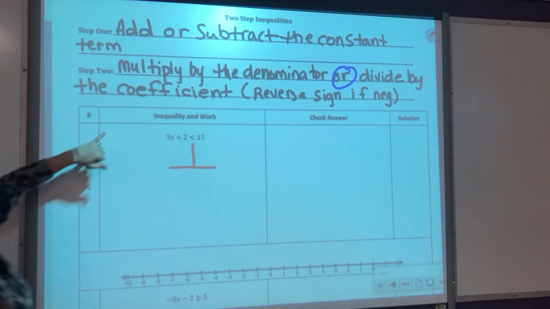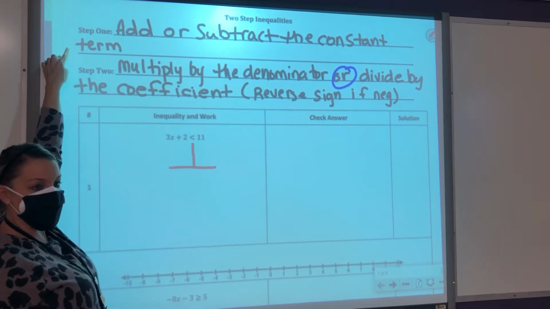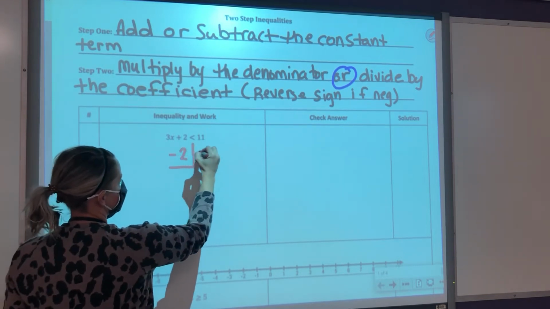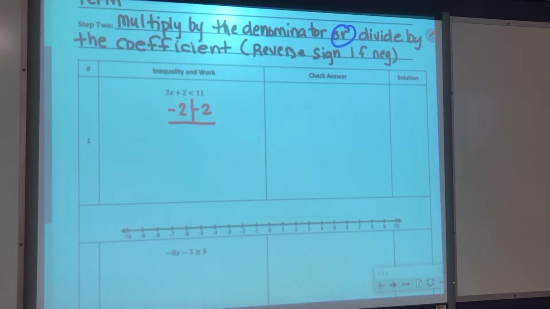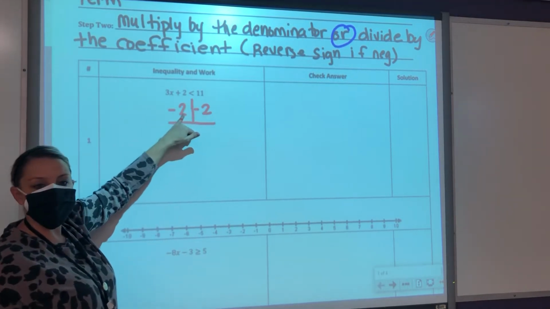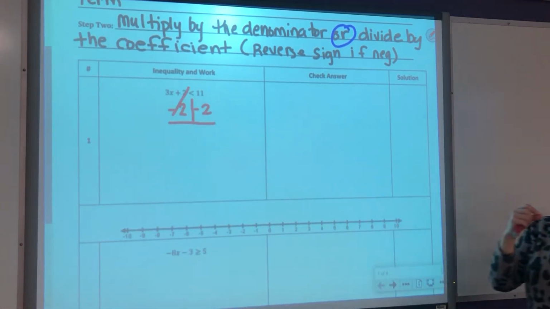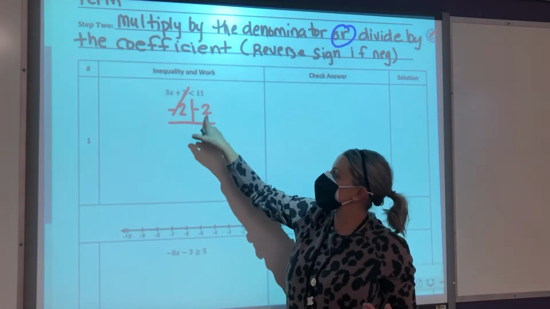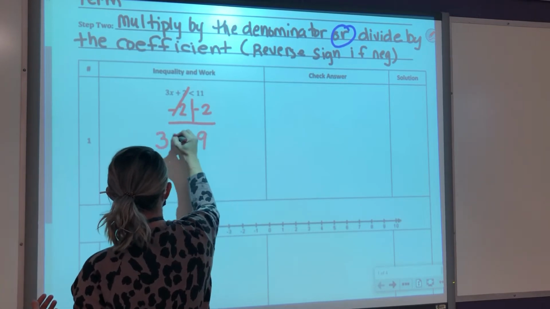Very good. So 3x plus 2. Because 2 is being added, we need to subtract it. So subtract from the left and subtract from the right. 2 minus 2, what happens? It crosses out. Very good, you guys. And that crosses out because that's a 0 pair. We took that from the left side and we're going to take it from the right side to keep our equation balanced. 11 minus 2, 9. Okay, so now I just bring down everything else.